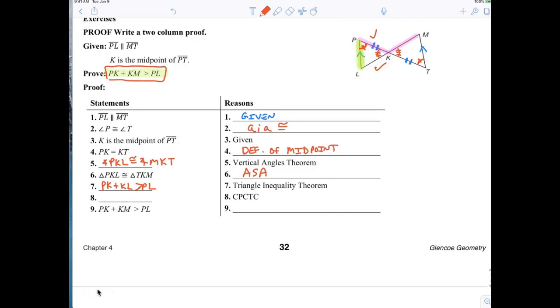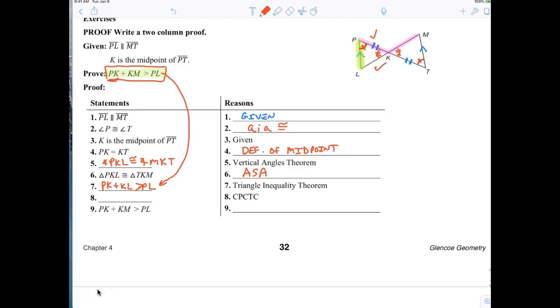I'm trying to write that as close as I possibly can. So I chose PL because that's part of the proof. And then we have what? PK. Now we can't say it's KM because KM's part of what? The other triangle. But you're trying to write the inequality as closely as you can to the proof so it's easier to get to the solution. Does that make sense? Anybody have any issues with that right there?